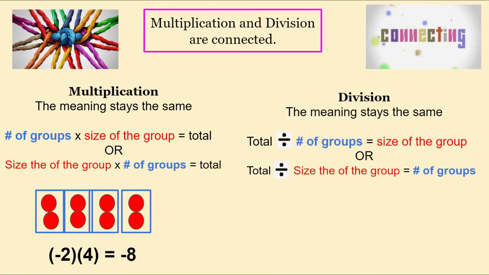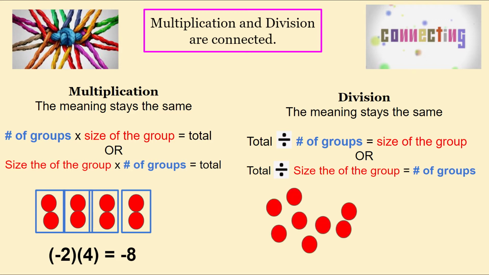Well, guess what? Division still has the same meaning as it always has. We take the total, we divide it by the number of groups. So we're trying to fit something into the total. Like, how many times does this fit into this? That meaning still is the same. So the total divided by the number of groups equals the size of the group, or the other way around. The total divided by the size of the group we want gives us the number of groups.